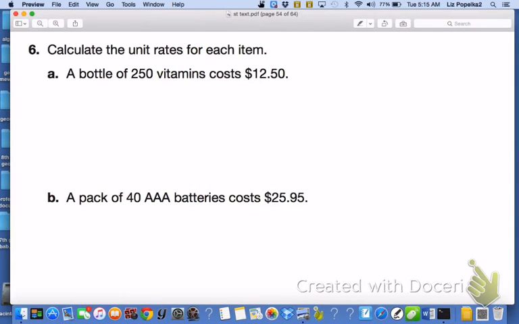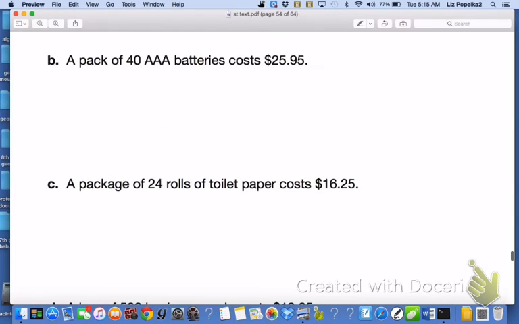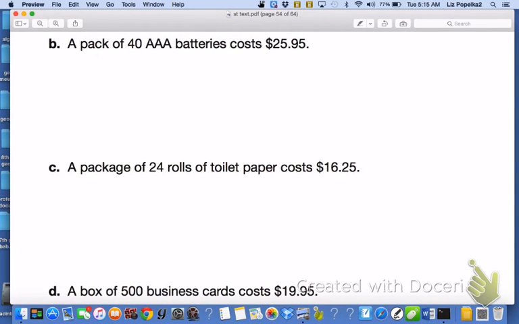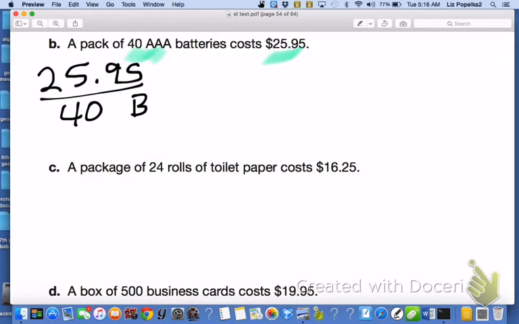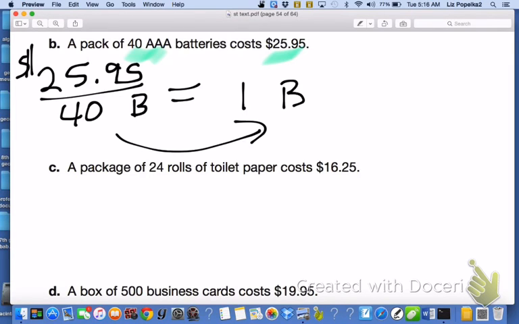You guys go ahead and pause the video. Go ahead and try B on your own. See what you get. I am going to assume that you followed directions and that you paused the video and tried it. So it says a pack of 40 batteries costs $25.95. So that'd be $25.95 for 40 batteries. Again, it's asking us to find the unit rate, so I don't care how much 40 batteries are. I care how much 1 battery is.